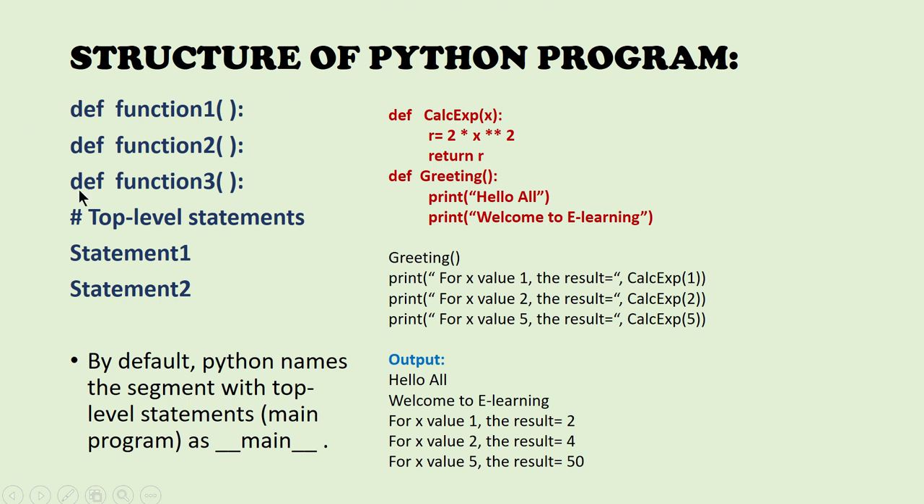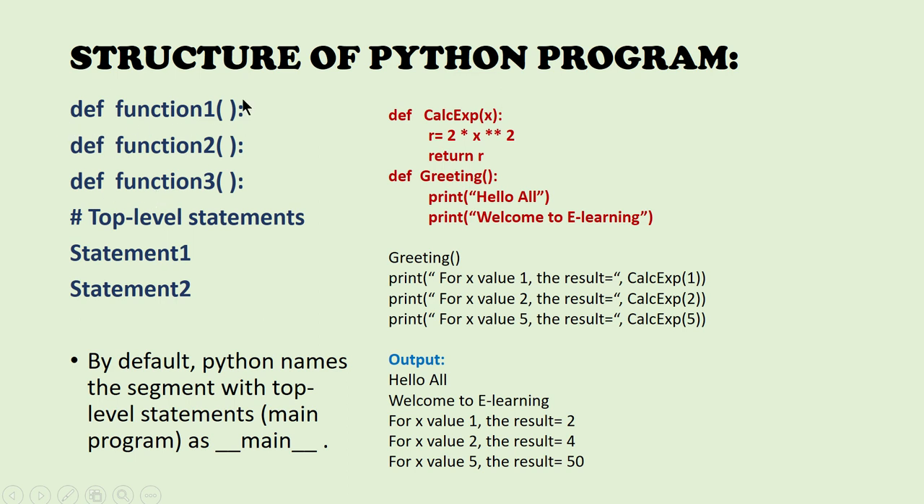So the structure is this: def function 1, def function 2, def function 3. Here they are trying to say that if you are using user-defined functions, all the function definitions should appear at the beginning of the program. They should be defined first, before you write the actual Python program. So whatever the number of user-defined functions, please write all the definitions first.